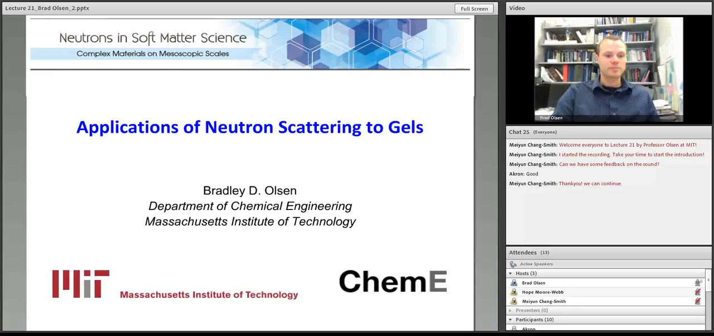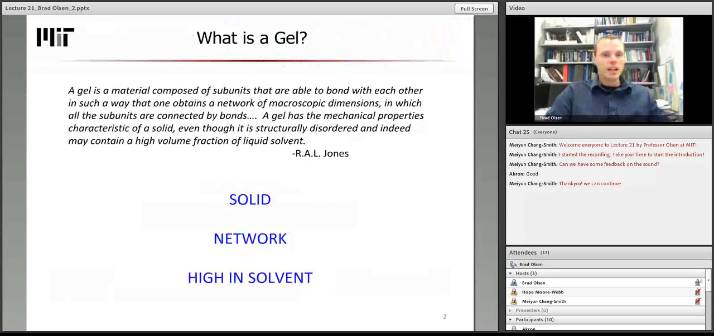Okay, wonderful. So I want to start out by talking about what is a gel. I think there are a number of different definitions out there in the literature. I've extracted one from Richard Jones from his textbook on soft condensed matter, which says that a gel is a material composed of subunits that are able to bond with each other in such a way that one obtains a network of macroscopic dimensions in which all the subunits are connected by bonds. A gel has mechanical properties characteristic of a solid, even though it is structurally disordered and indeed may contain a high volume fraction of liquid solvent.